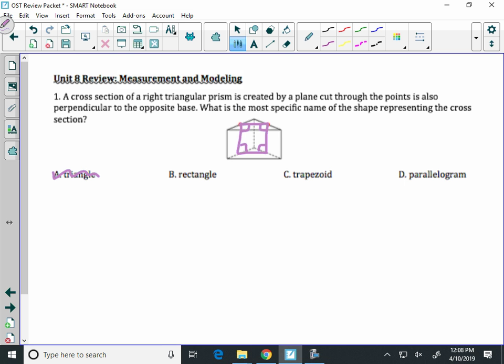Okay? Trapezoids look like this. Does that look like a trapezoid? Do those look the same? No, not a trapezoid. Okay? So it's either B or T. But which one of those has four right angles? A rectangle. So our answer is rectangle.